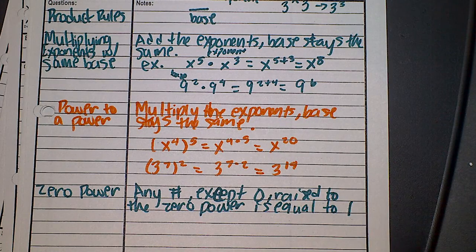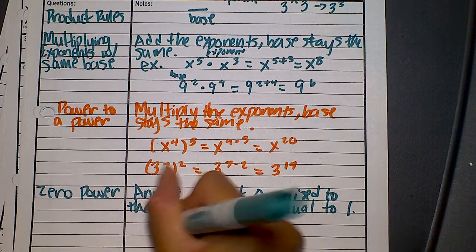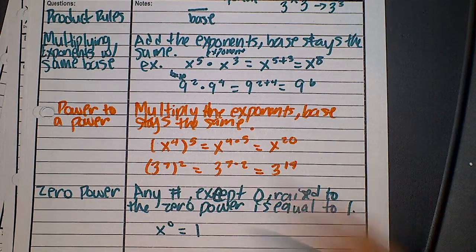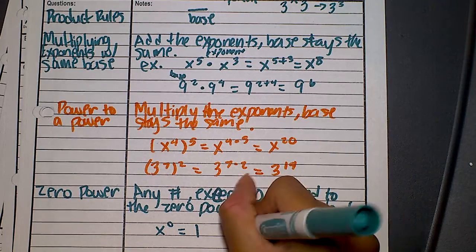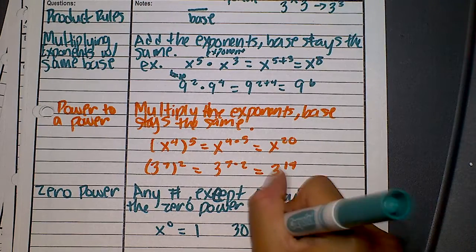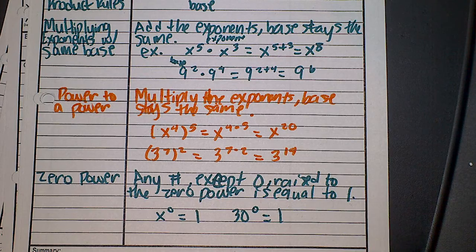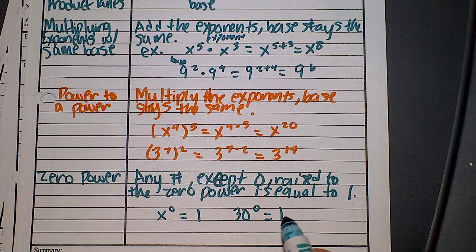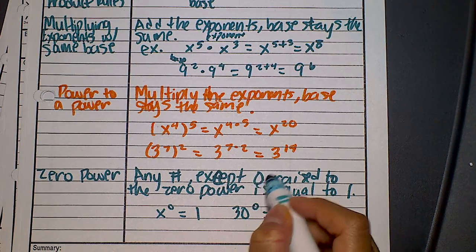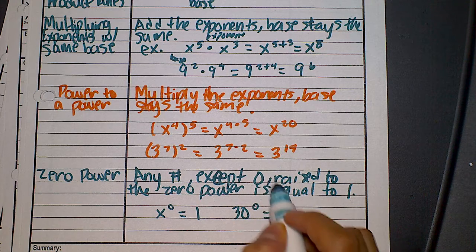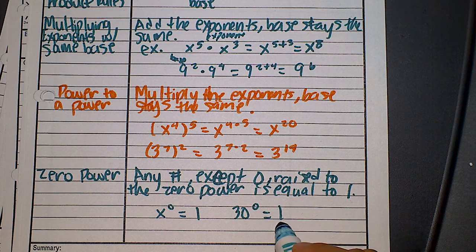So that means if you have like x to the 0 power, that equals 1. If you have 30 to the 0 power, that equals 1. Anything to the 0th power is 1. The only time that this does not work is when it's 0 to the 0 power. That is not 1.